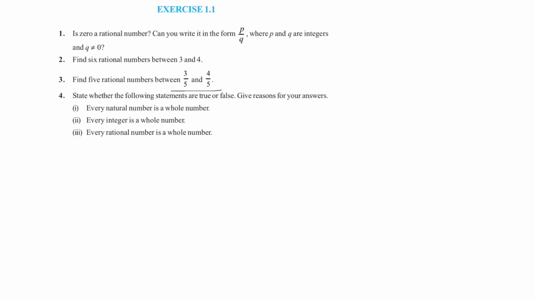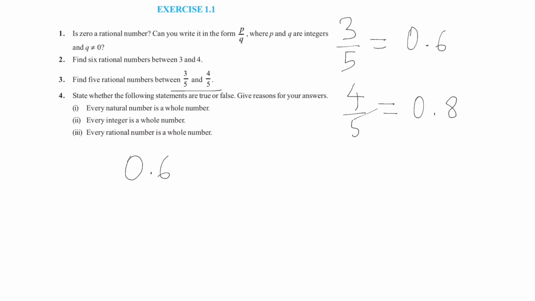Students, 3 by 5 and 4 by 5 can be written in decimal forms. If we divide 3 by 5, we will get 0.6, and if we divide 4 by 5, we are getting 0.8. So now it is very obvious that we have to find rational numbers between 0.6 and 0.8. So what all rational numbers are possible between 0.6 and 0.8?